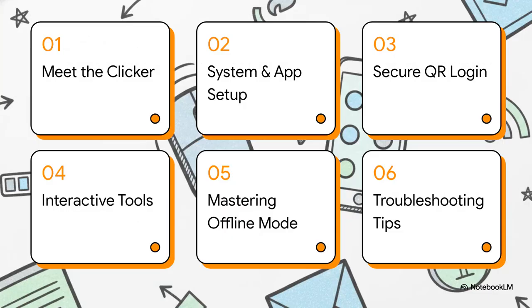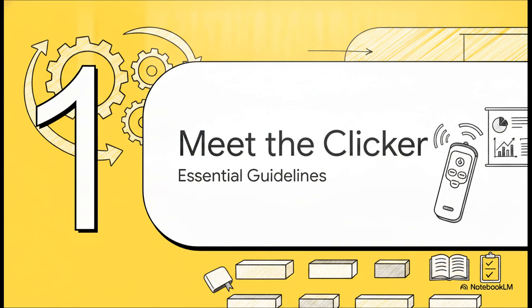So, here is our game plan for today. 1. Meet the clicker. 2. System and app setup. 3. Secure QR login. 4. Interactive tools. 5. Mastering offline mode. And finally, 6. Troubleshooting tips. All right, let's kick things off with Section 1, Meet the Clicker, and some essential guidelines.